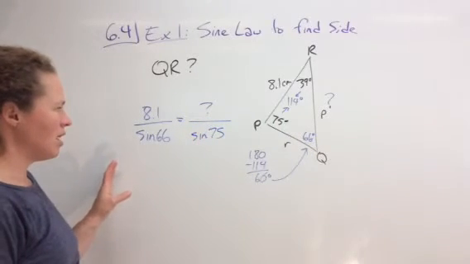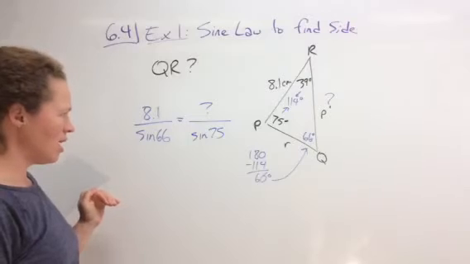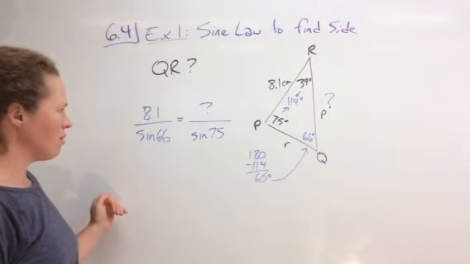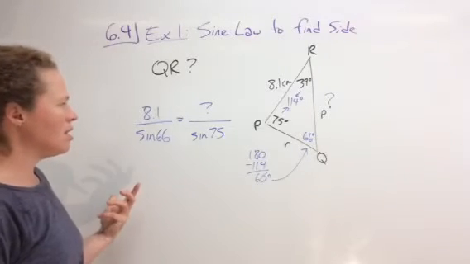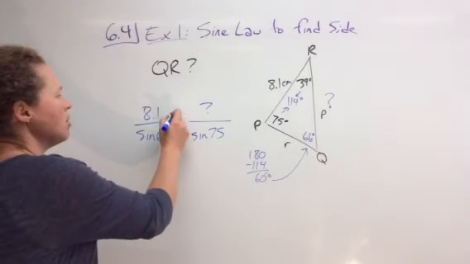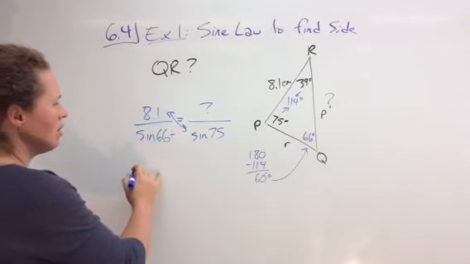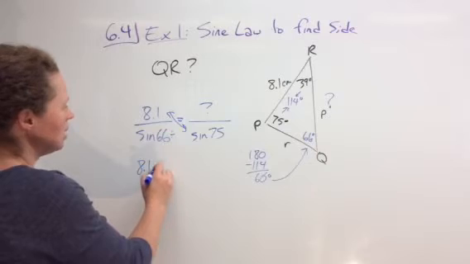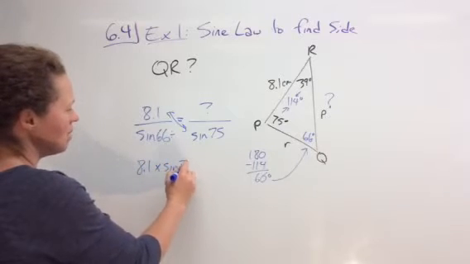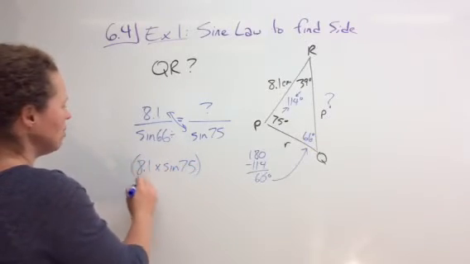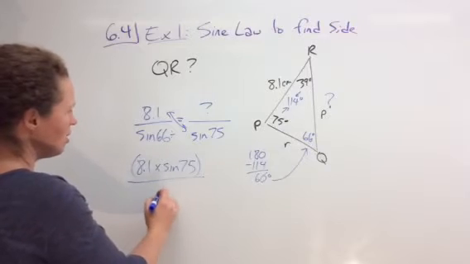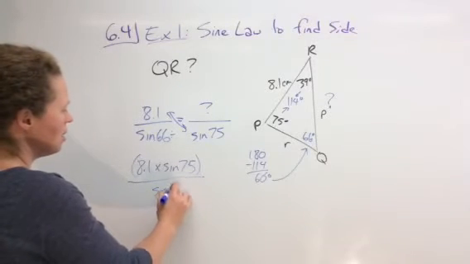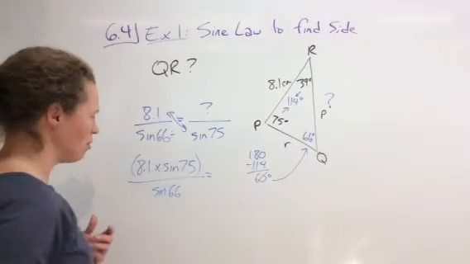Now that I have this set up, it's going to be exactly the same as any other equal fraction equation. The easiest thing to do is cross multiply and then divide. So I'm going to go 8.1 times sine 75, and all of that is going to be divided by sine 66, and that should give me my answer.